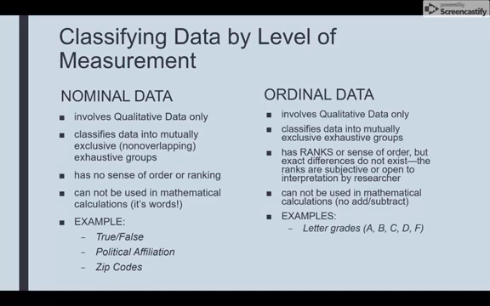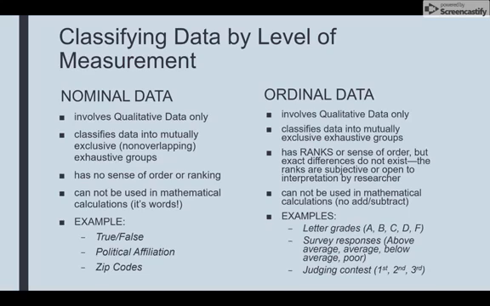So things like letter grades, A, B, C, D, F. We know A is better than B, and B is better than C. But really, what's the difference? Survey responses: above average, average, below average, poor. I might think that a particular movie is above average, while you may think it's below average. Again, that's my personal opinion, your personal opinion, so it's very subjective and open to interpretation of the researcher. Again, any kind of judging contest, first, second, third, is based on the opinion of the judges.